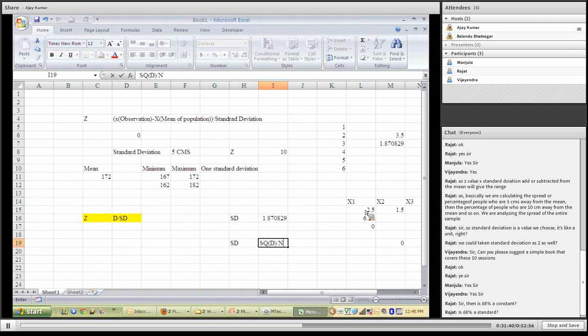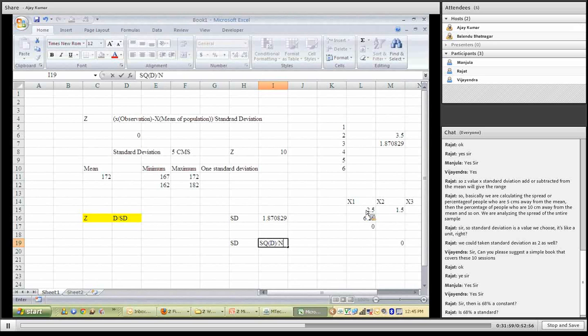This will be the standard deviation. This is how we try to calculate it. Now the problem arises: if I am taking the square of these deviations, then the square of 2 becomes 4, the square of 9 becomes 81, the square of 11 becomes 121. So it is exaggerating the results.